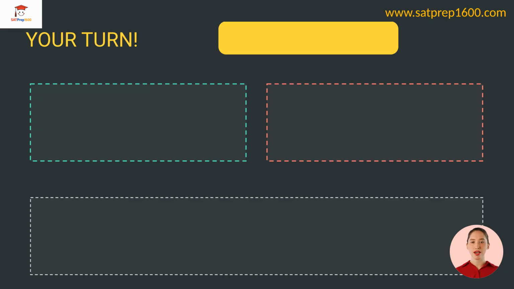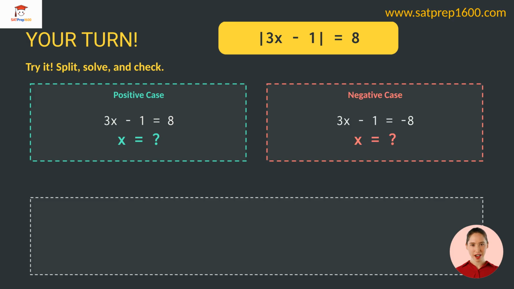Okay, now it's your turn. Pause the video and try this one on your own. The absolute value of 3x minus 1 equals 8. Remember the steps, split into 2 equations, solve each one, and then check your answers.